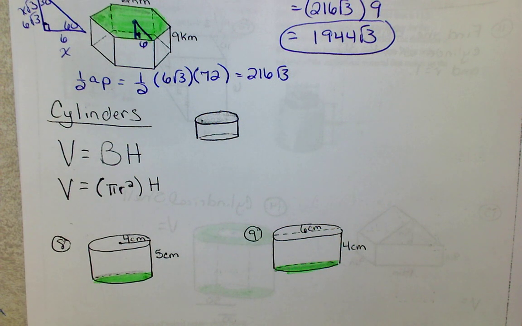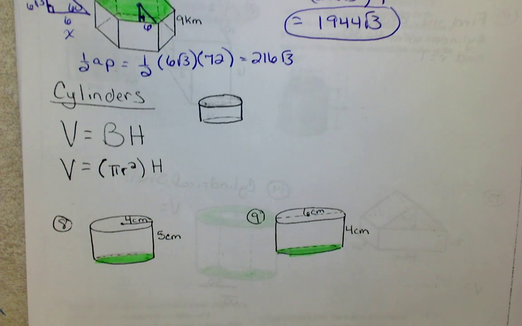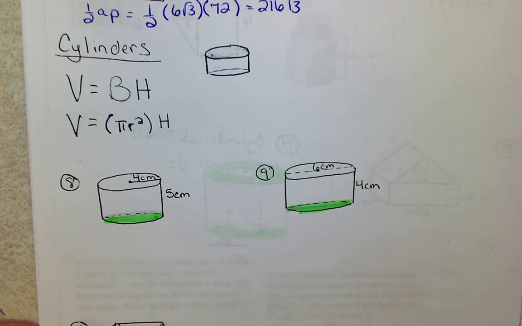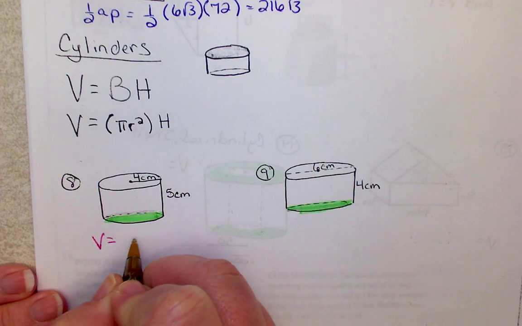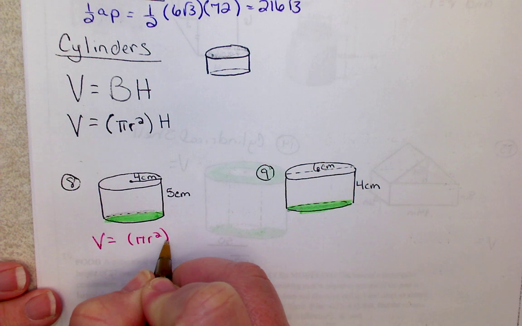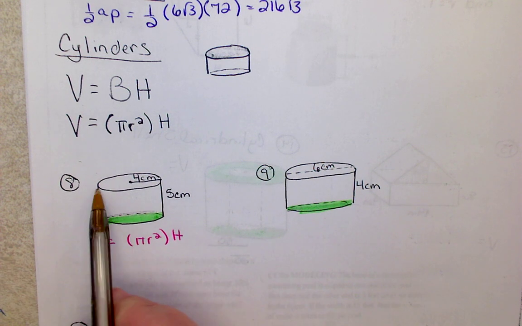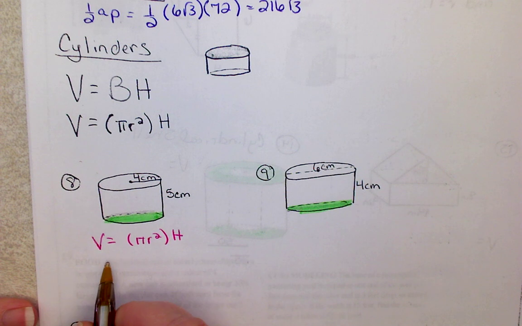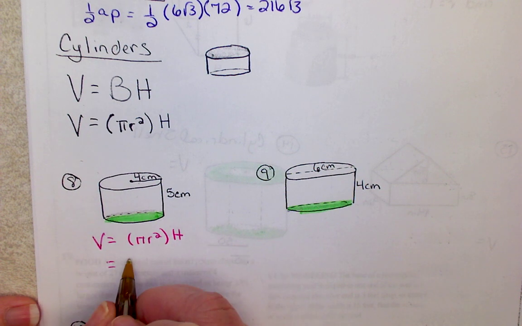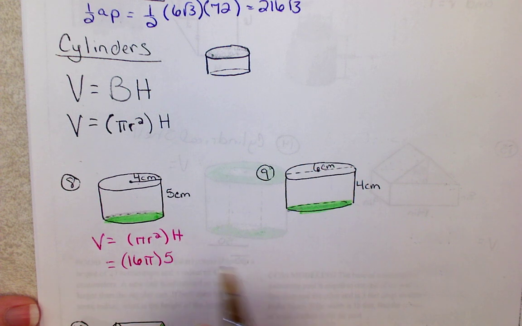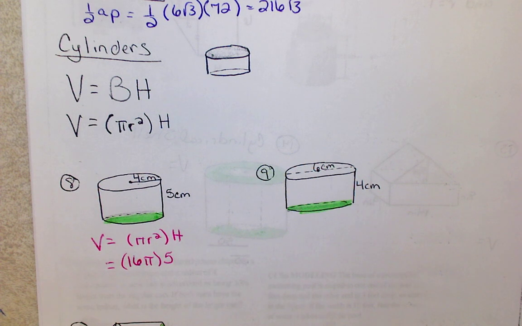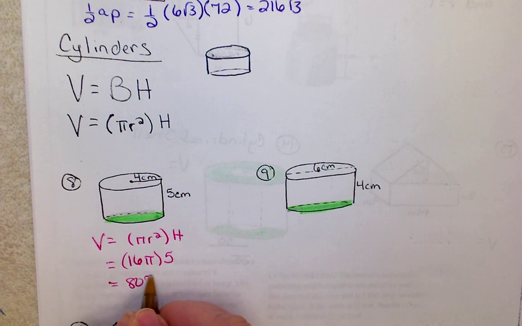Finding the volume of cylinders is extremely easy. So let's come in here and find this one. All right, so we've got the volume is equal to pi r squared times h. Because again, this is a circle. And they're all circles. So we're going to say 4 squared, which is 16 pi times our height of 5. 16 times 5 gives us 80, so we get 80 pi.